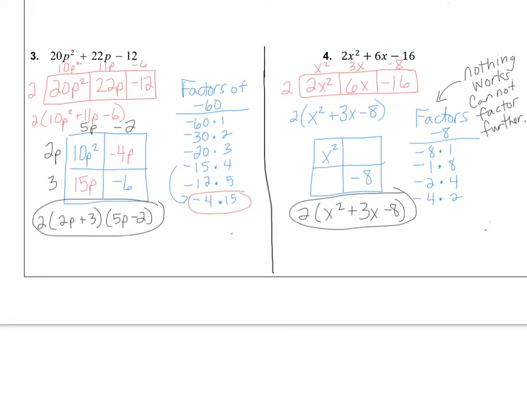On number 3, I was able to take out a greatest common factor and still factor my remaining trinomial. And then on number 4, I took out my greatest common factor and I started trying to factor the trinomial, but there was nothing that worked. None of my factors for -8 would add up to a positive 3. So I couldn't factor any further, leaving my answer at 2 times x squared plus 3x minus 8. Okay, now turn the page.